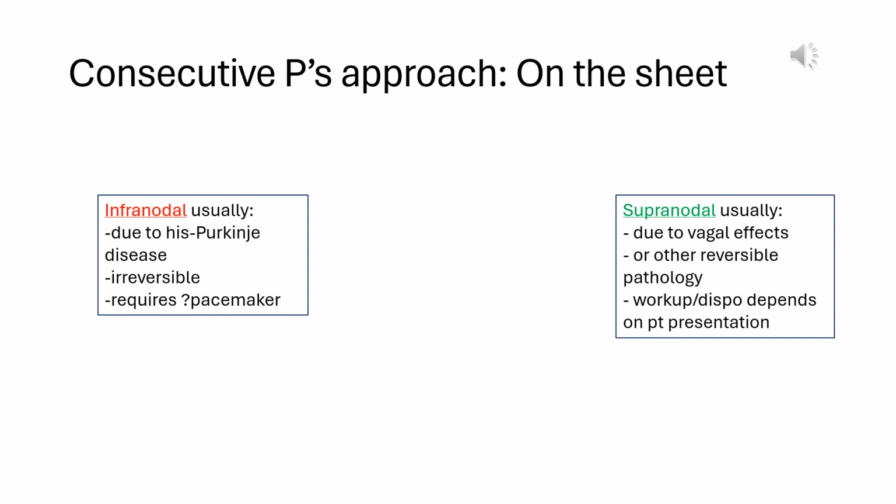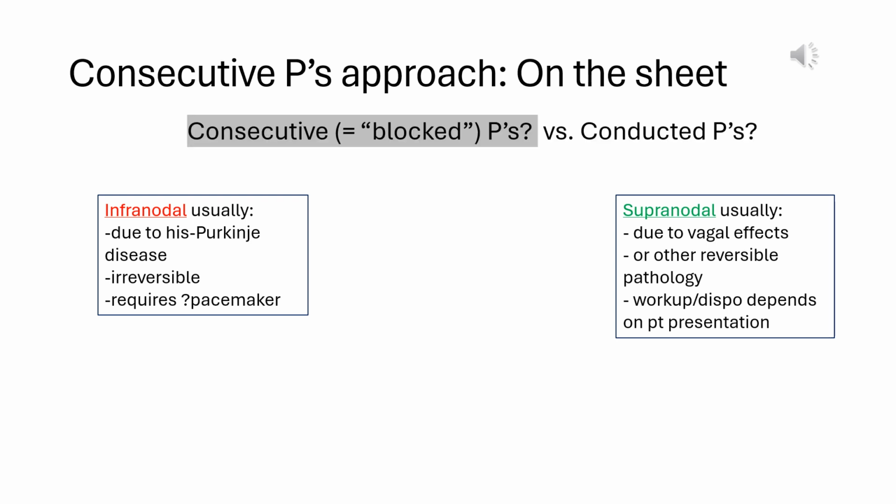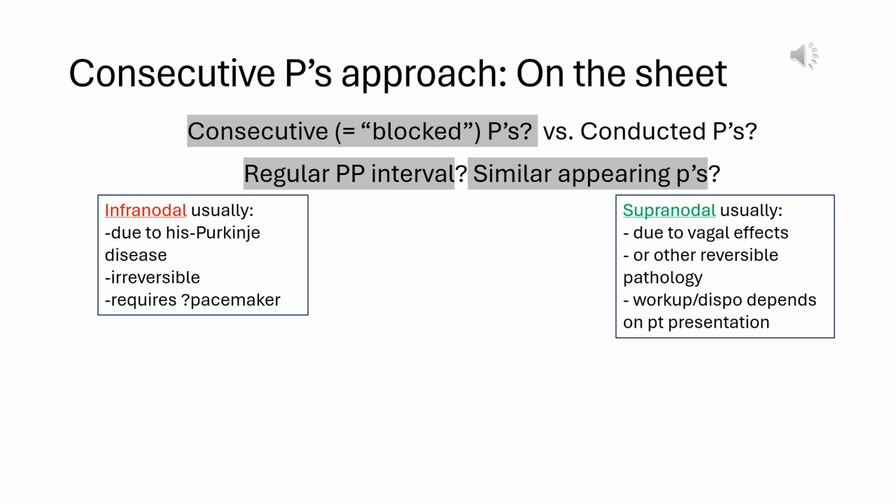In summary, the above is an overview of my clinical approach to investigating blocked P waves. It's on your ECG sheet. Are there any conducted P waves? If so, then it's not complete heart block. Having identified blocked P waves, determine if the P waves look alike and are regularly spaced. If so, you're likely dealing with AV block. If the P waves are irregular and look different, then you're probably dealing with PACs.